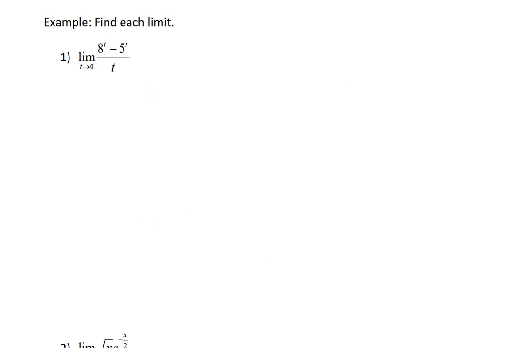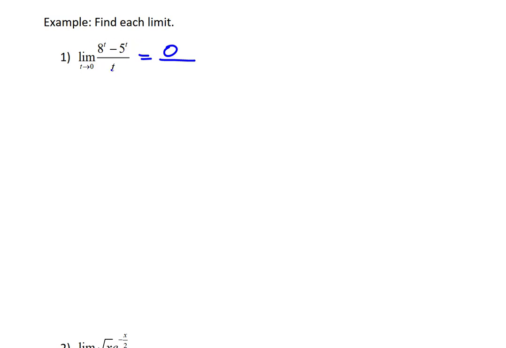Let's try some examples where we want to find limits and possibly need to use L'Hopital's rule. Our first example is the limit as t approaches 0 of a fraction where the numerator is 8 to the power of t minus 5 to the power of t, and that numerator is all over t. Now, upon attempting direct substitution, if you plug in t as 0, you'd have 8 to the 0 minus 5 to the 0 in the numerator. Well, that's 0, right? 8 to the 0 is 1, so is 5 to the 0. 1 minus 1 is 0.